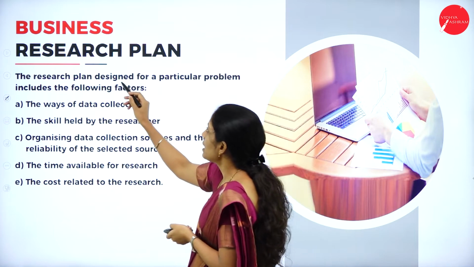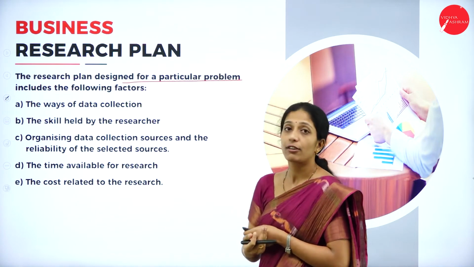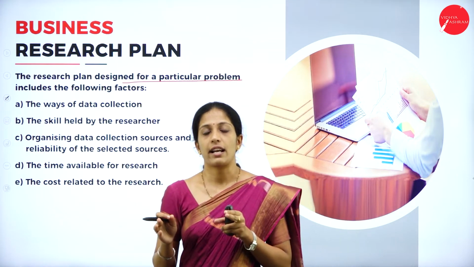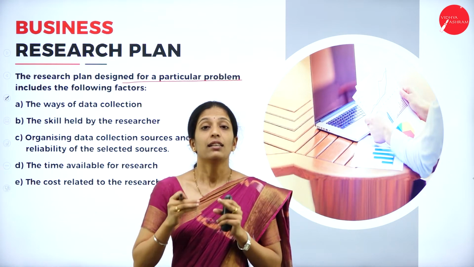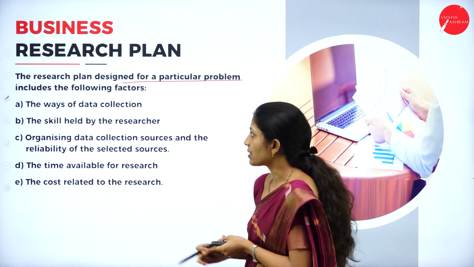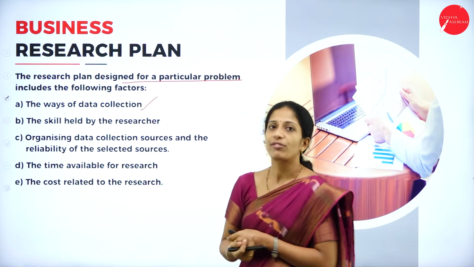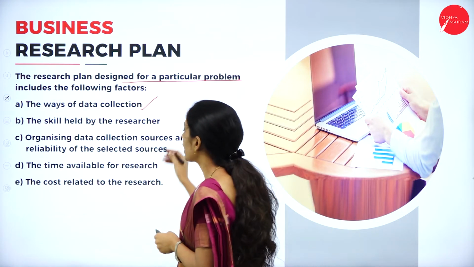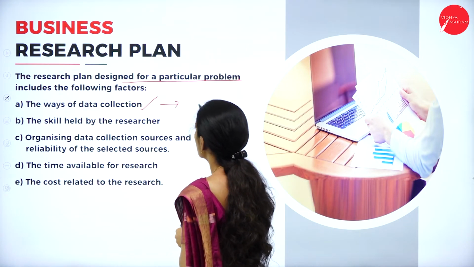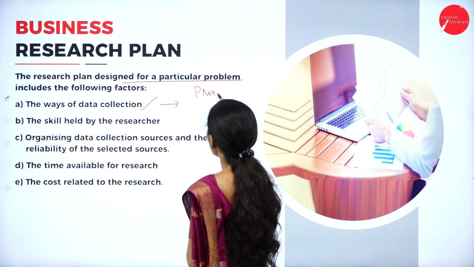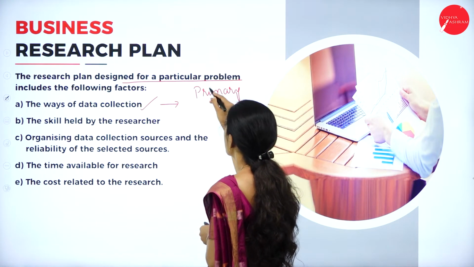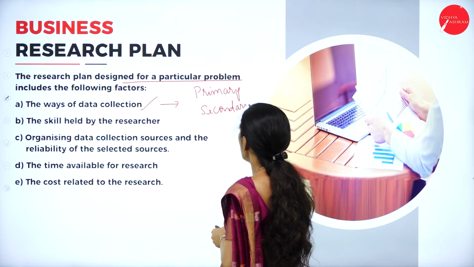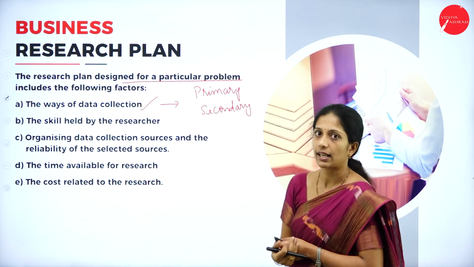The research plan designed for a particular problem includes the following factors. So, if the research plan is decided in advance, let us see what are the things we will know in advance. The first one is the way of data collection. As I have told you, the data can be collected through two sources. One is primary, the other one is secondary sources. So, there are two ways to collect the data.